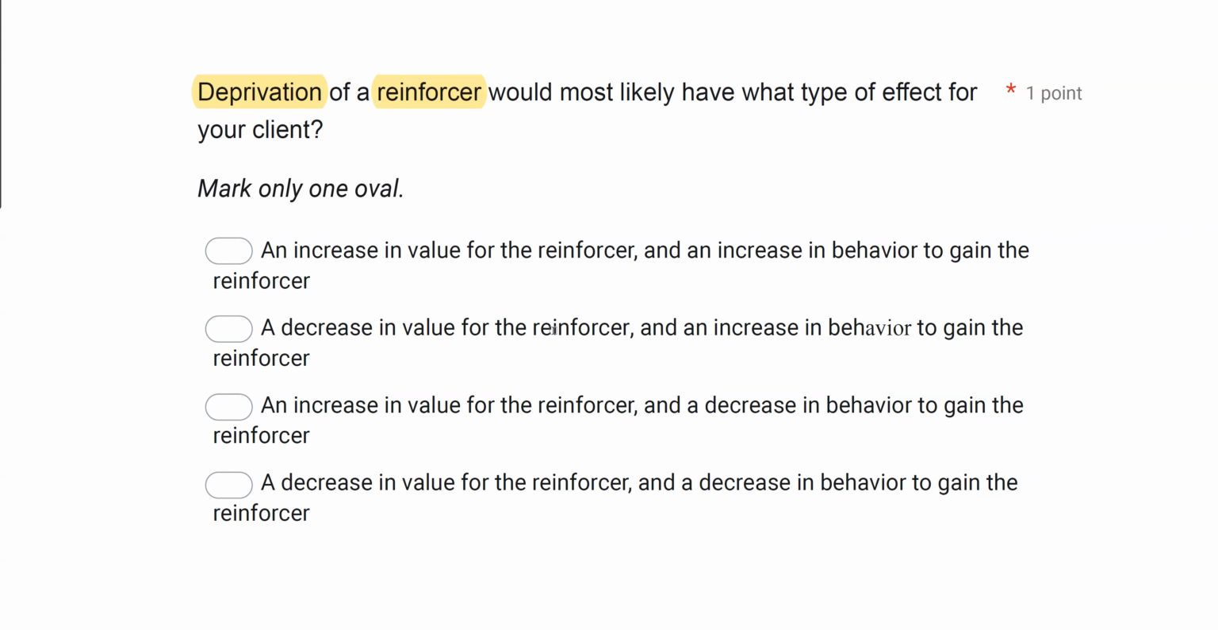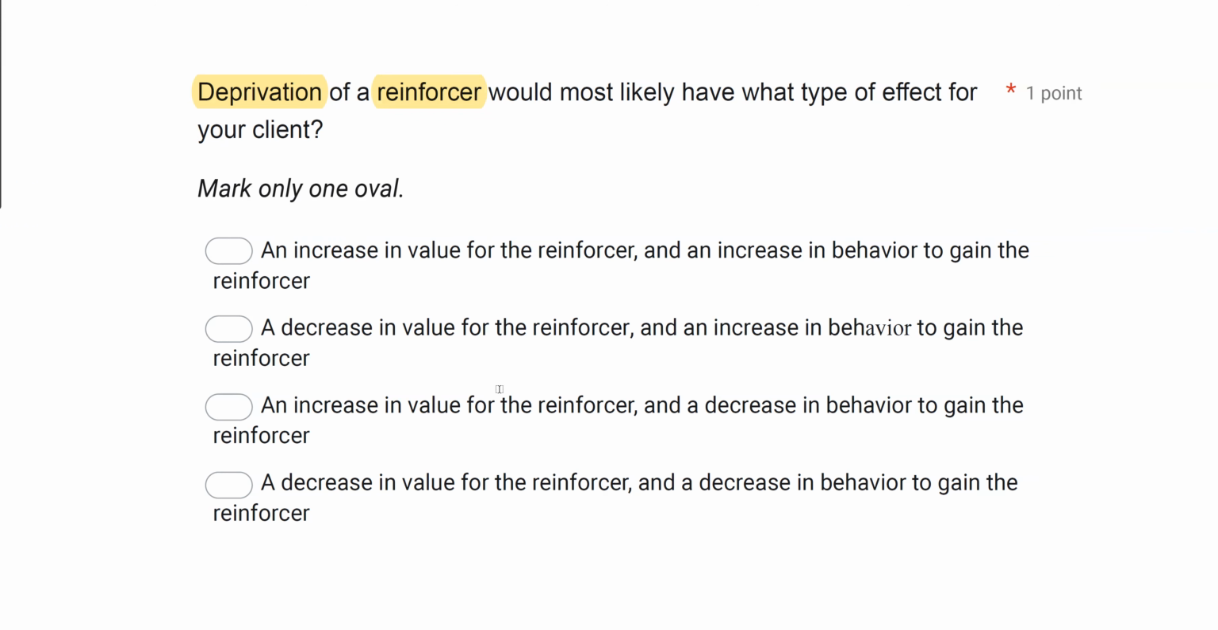And remember, deprivation and satiation are related to motivating operation. So this is a motivating operation question. It's a little more challenging. That's okay. Spend some time on it, understand it. So the value is not decreasing for the reinforcer through deprivation.